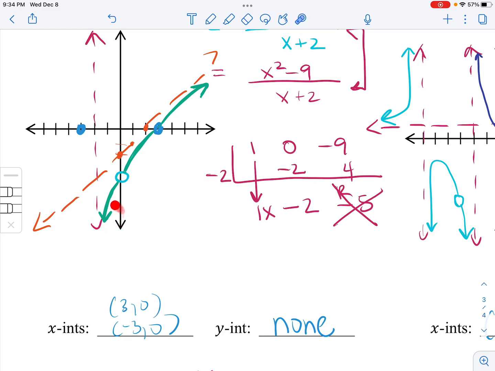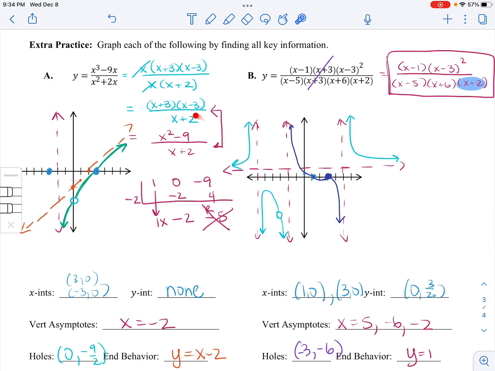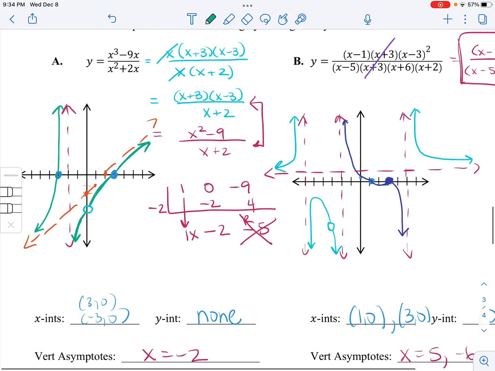So on this way, it's going down. Multiplicity of the asymptote is odd. Odds face opposite directions. So if on this way it's facing down, on this way it must be facing up. I get to an intercept. I check the multiplicity of the intercept, which is odd. Odds we cross. Instead of plateauing this way, we're just plateauing this way.